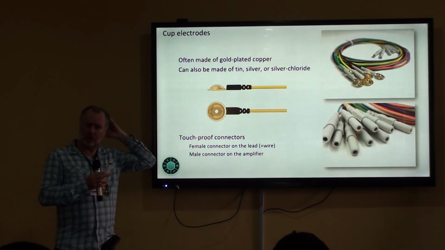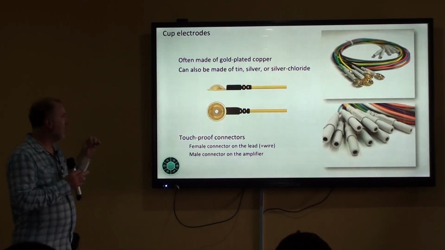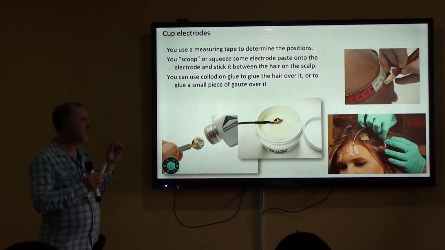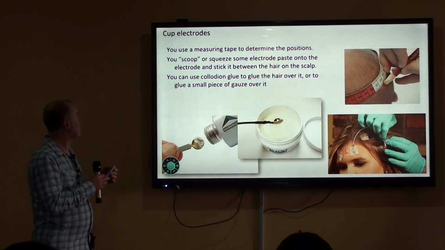These are cup electrodes. Cup electrodes are often made of copper with a gold plating. Why is this?